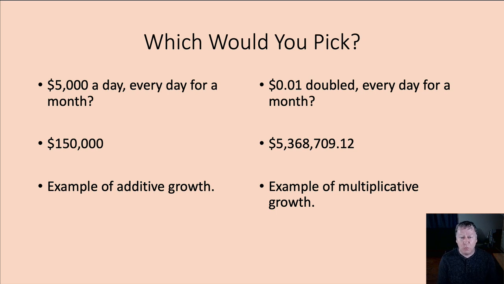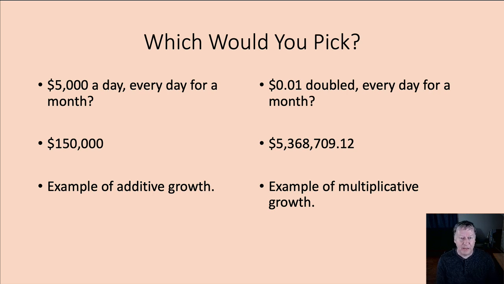However, if you were to take 1 penny doubled every day for a month, so the first day you get a penny, second, 2 pennies, third day, 4 pennies, 8 pennies, and so on. At the end of 30 days, 1 month, you would receive $5,468,709.12. A significantly larger amount of money, and definitely the better choice here. What we have here are examples of two different types of growth.